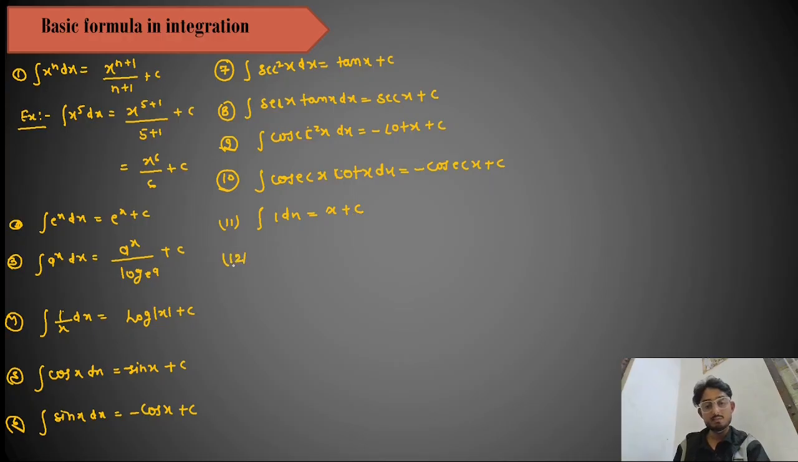12th one, integral of sin ax plus b dx equal to minus cos ax plus b upon a plus c. Now take some more example of this.